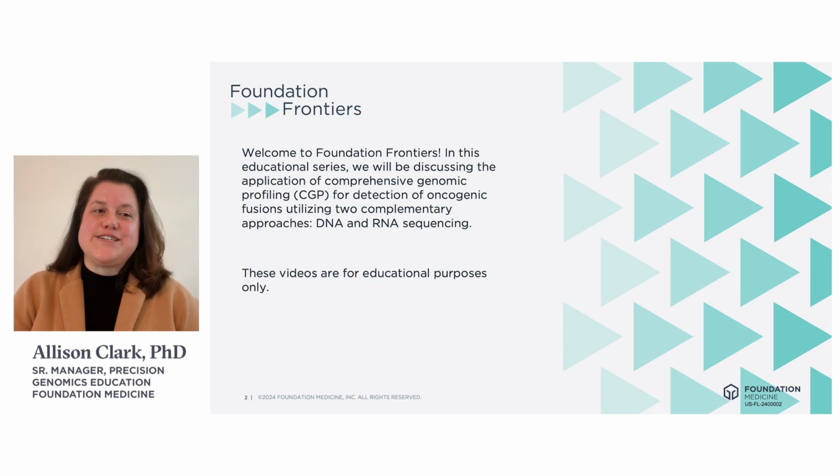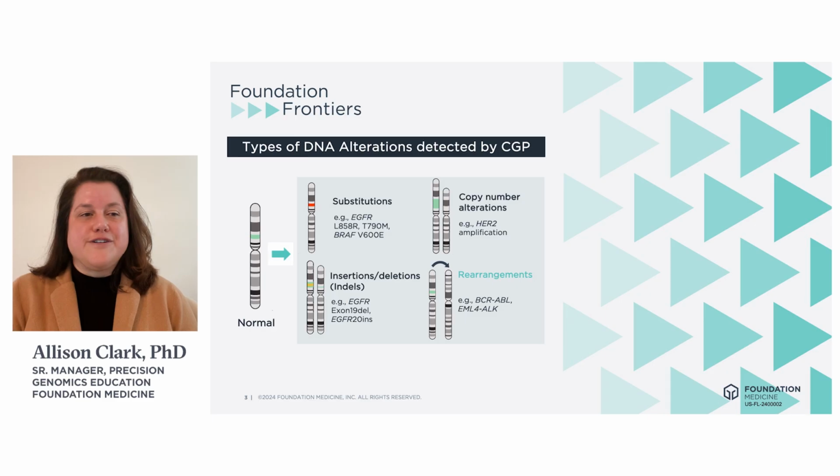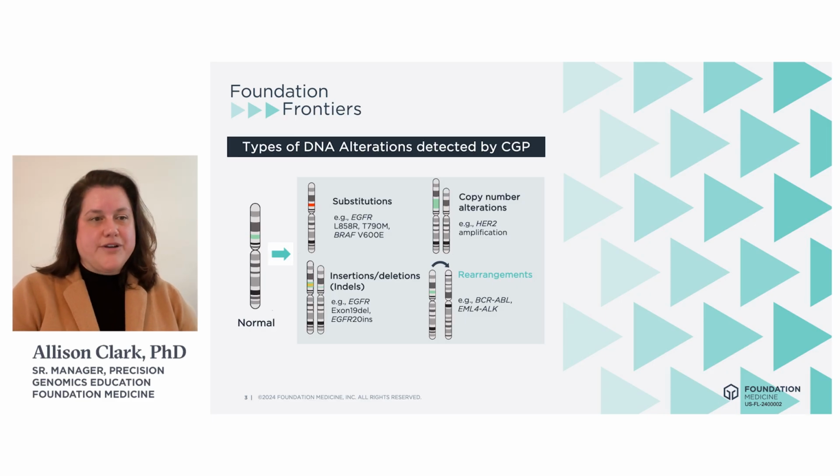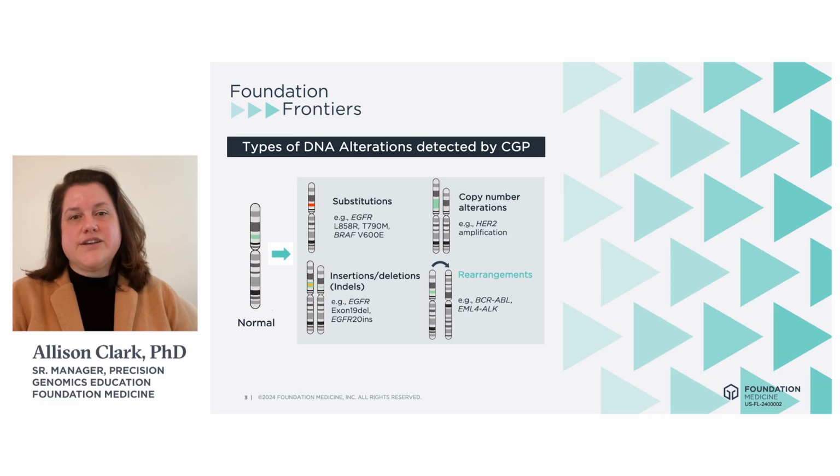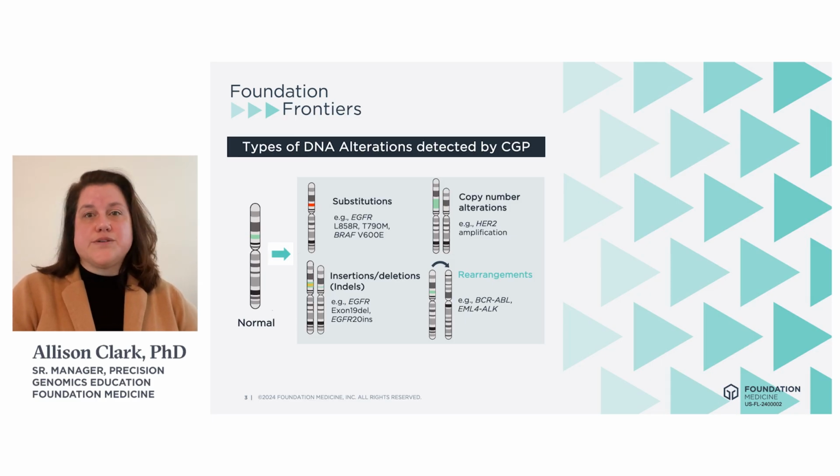In this educational series, we'll be discussing the application of comprehensive genomic profiling for detection of oncogenic fusions using two complementary approaches, DNA and RNA sequencing with FoundationOne CDX and FoundationOne RNA. To review, there are four types of DNA alterations detected by comprehensive genomic profiling. These include substitutions, insertions and deletions, copy number alterations, and the focus of our discussion today, rearrangements. Rearrangements include large chromosomal events, including deletions, duplications, inversions, and translocations.